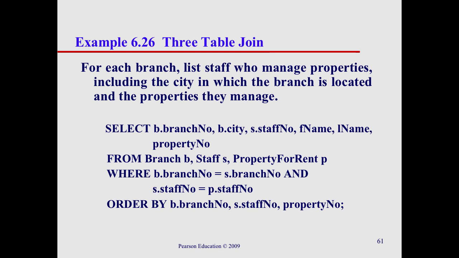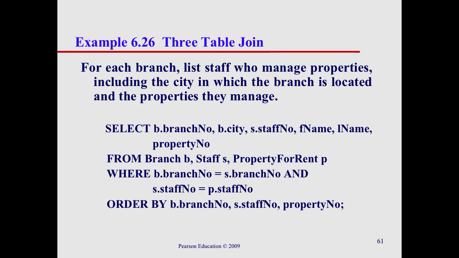And then we finally order. You see there's a 3. The primary sort key is branch number. The secondary sort key is all staff within that branch. And finally, all properties managed by that staff.